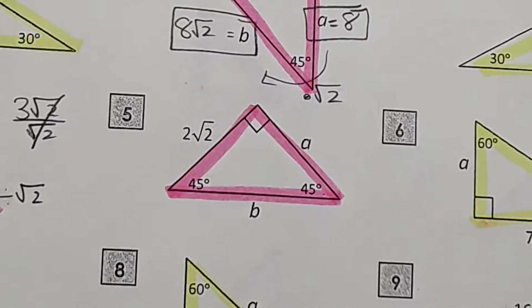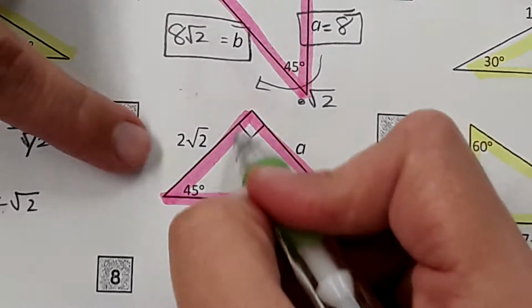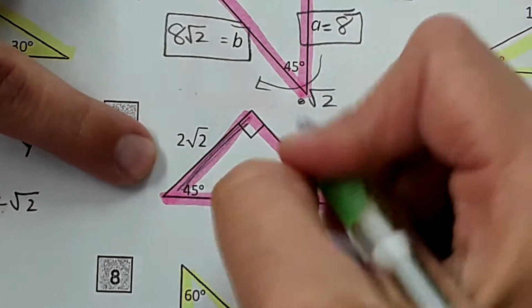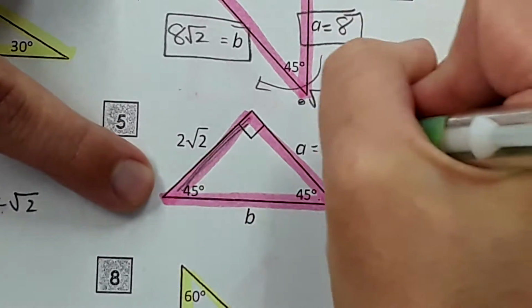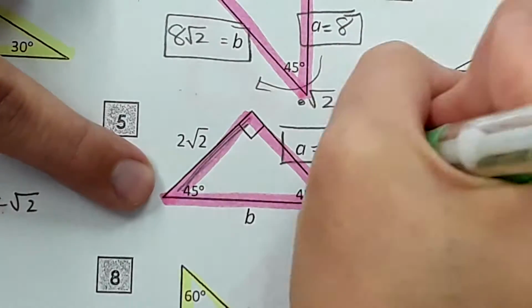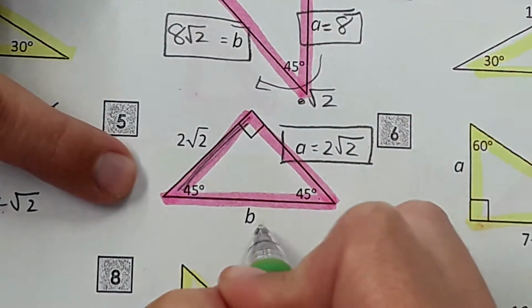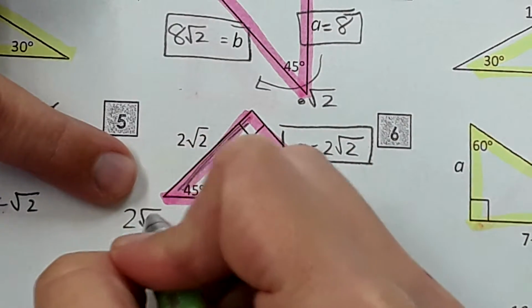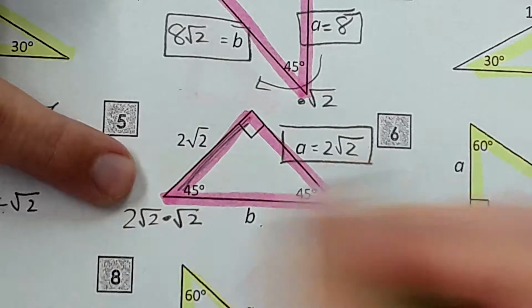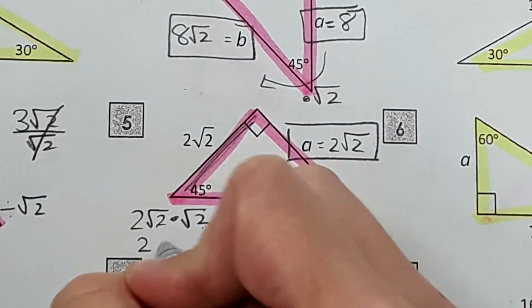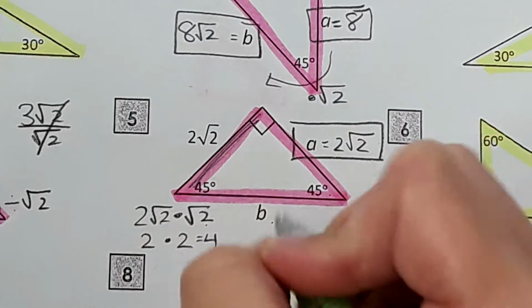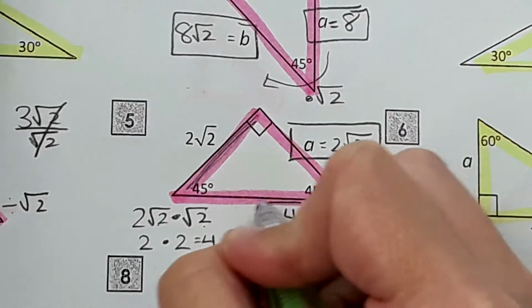Moving over to number 5. Okay, we're given the leg. This leg has to be the same measure because it is that 45, 45, 90 degree right triangle. And then to find the hypotenuse, we need to take this and multiply by square root of 2. So square root of 2 times square root of 2 is just 2, so 2 times 2 equals 4. So the length of the hypotenuse here is 4.